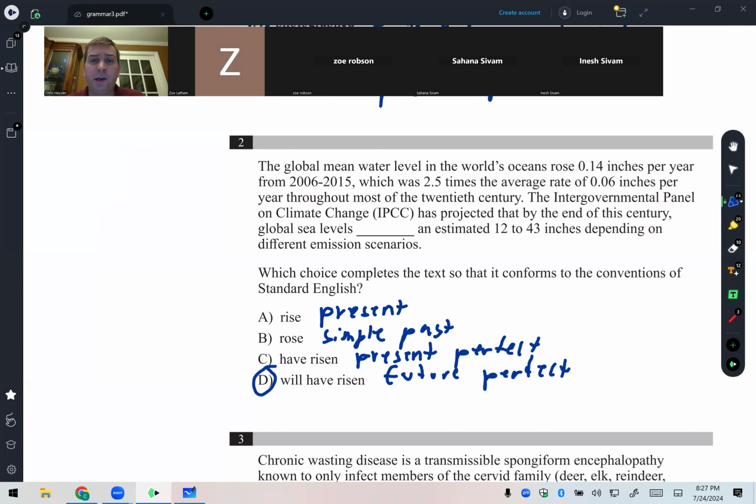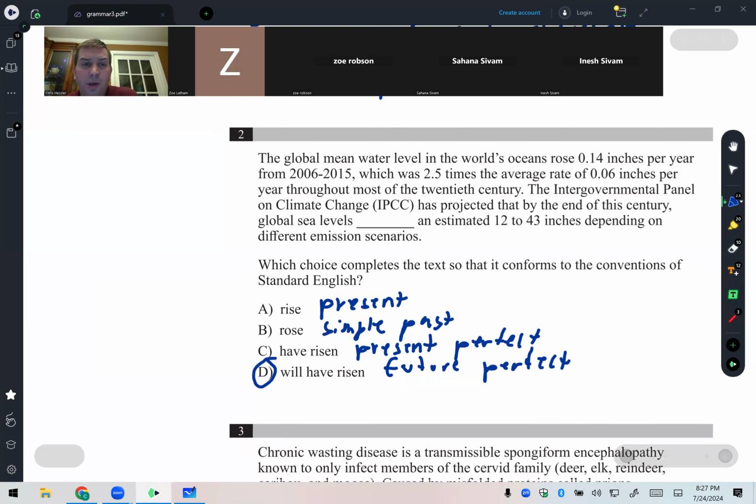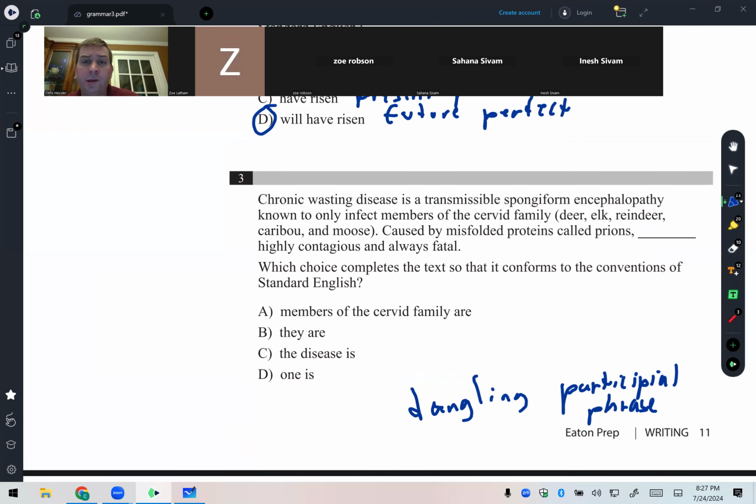The IPCC has projected that by the end of this century, global sea levels will have risen an estimated 12 to 43 inches. Number 3, chronic wasting disease is a transmissible spongiform encephalopathy, that's hard to say, known to only infect members of the cervid family: deer, elk, reindeer, caribou, and moose. Caused by misfolded proteins called prions.